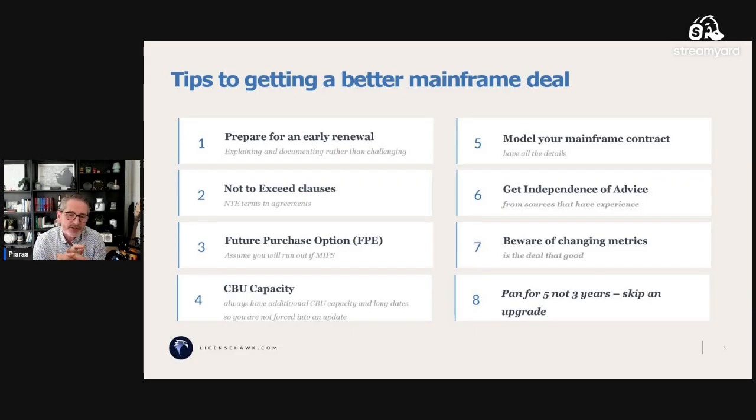Future purchase options. Now, this one should be in every mainframe deal you do, but it's not always thought about. It sometimes gets forgotten. Or sometimes the table is added in the appendix, but actually the values in them are pretty pathetic. So future purchase options essentially is what happens if I need more? And there's a few things you can do around here.